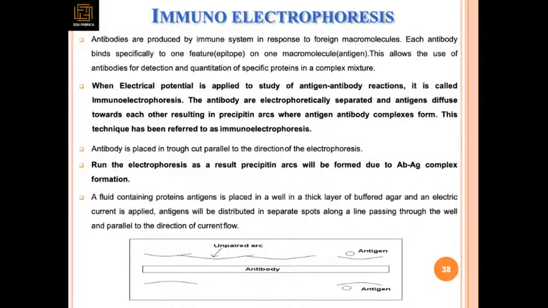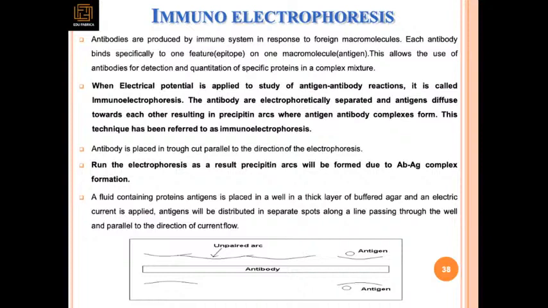Then comes immunoelectrophoresis, in which antibodies are produced by the immune system in response to foreign macromolecules. Each antibody is specific to a specific epitope of your antigen, and this allows antibody detection and quantitation of a specific protein in a complex mixture. When an electrical potential is applied to study the antigen-antibody reaction, it is called immunoelectrophoresis.